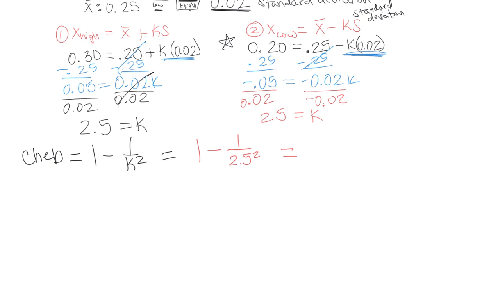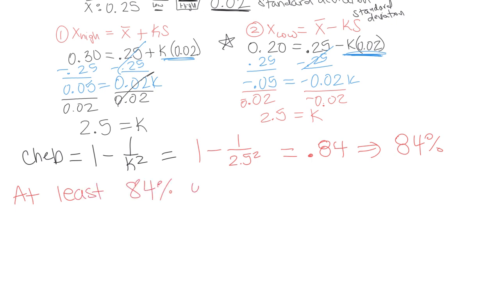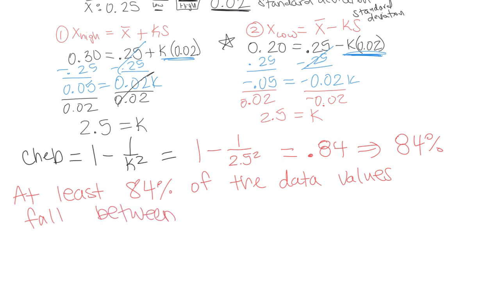So I'll give you a moment to find that number. If you do it correctly, you should get 0.84, which means that at least 84% of the data values fall between 20 cents and 30 cents.